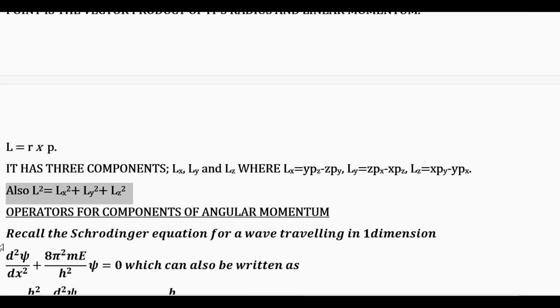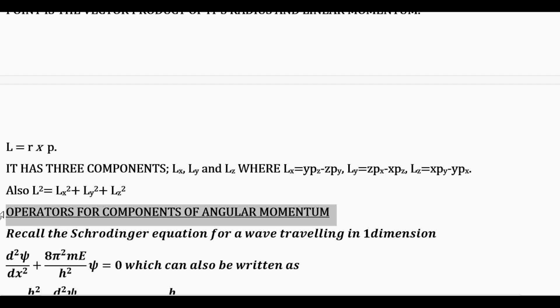Now, we have already seen that Lx is equal to ypz minus zpy is your x component of the angular momentum, but you have to have an operator corresponding to the components of angular momentum. In order to understand that, here also we will go a little behind. We will first see how the operator corresponding to the component of linear momentum was derived, and then we will go to the angular momentum.